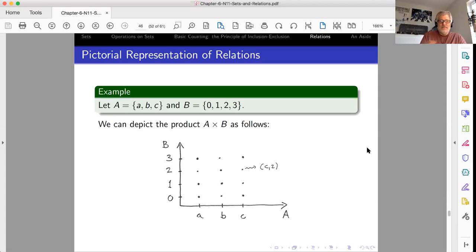So I can depict the product A times B, a little bit like the real plane. It's the same idea, except here we have just finitely many points. On the horizontal axis, I have the elements from A: a, b, c. The vertical axis has the elements from B: 0, 1, 2, 3. And the 12 points that you see there are the elements of A times B. Like the pair c2 is depicted as you can see in the picture.